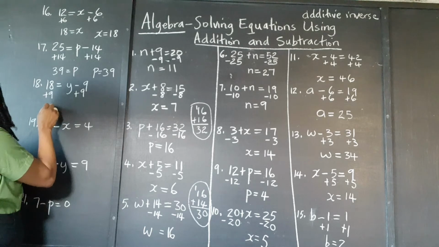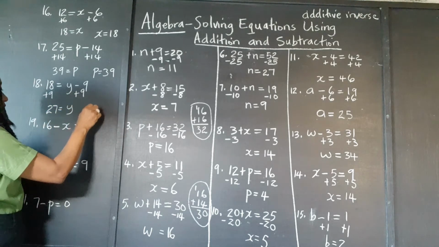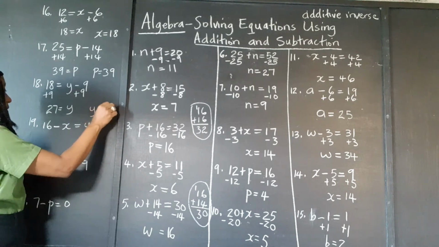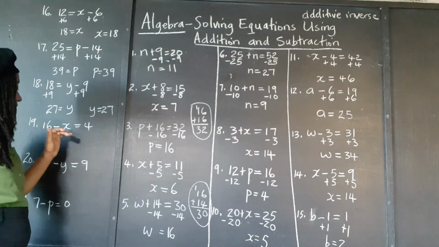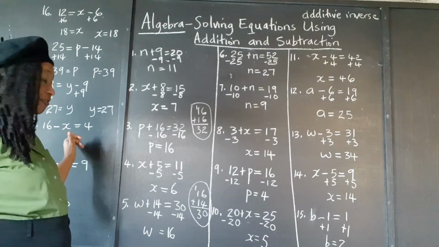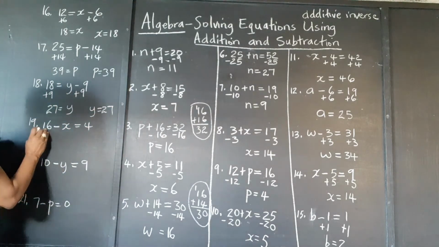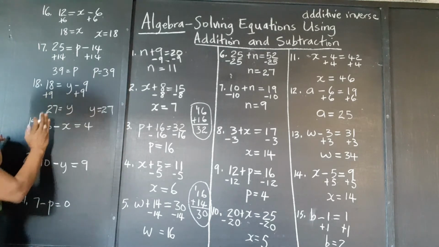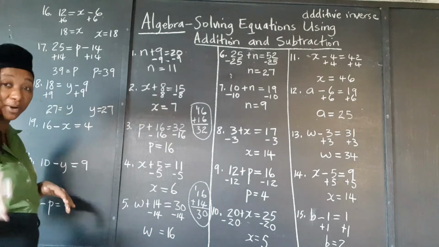18 plus 9, that's 27. Y is equal to 27. 27 is equal to y, same thing. Now, the variable is the one with the subtraction sign in front, right? If we get rid of the whole number, we're still going to be left with a subtraction sign. We don't want a subtraction sign in front of the variable.